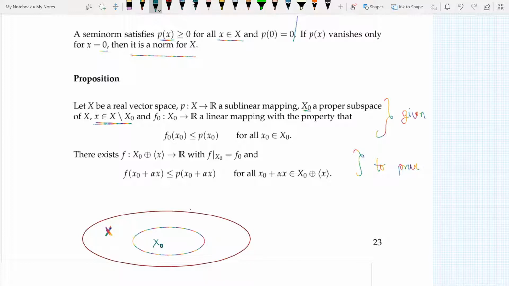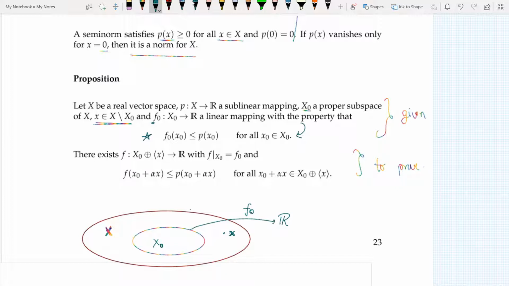And now I have a small x belonging to the set such that this set. So it is not an element of X naught, but an element of X. So this is where my small x is. And F naught is a linear mapping with the property that this. F naught is taking elements from X naught to R, and it satisfies this property.